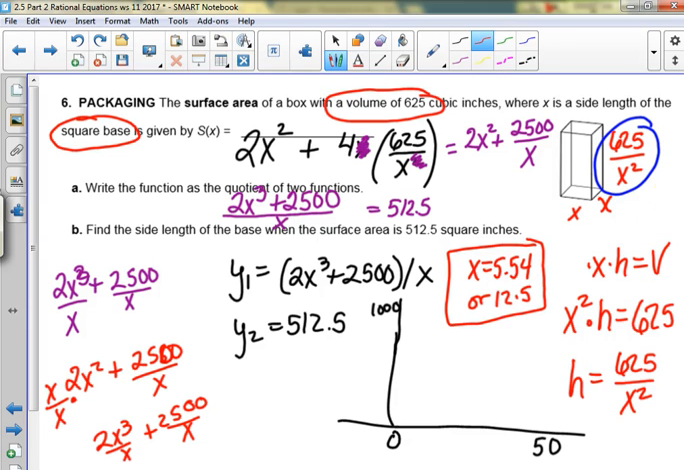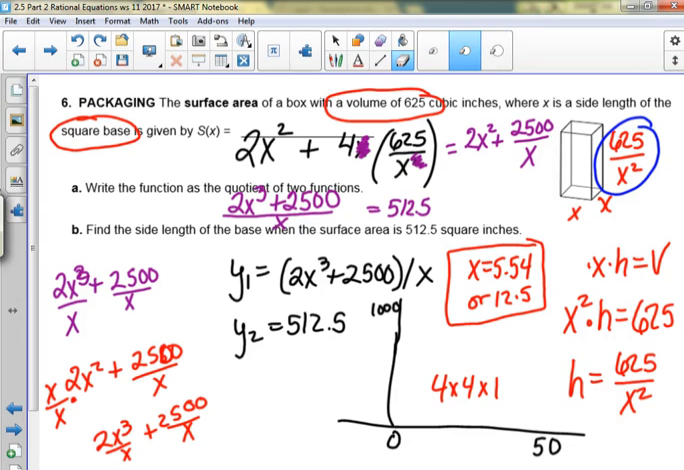Somebody do this for me. 12.5 squared, and then do 625 divided by 12.5 squared. Do you get about 5.54? Yeah, 625 divided by 12.5 squared. So I'm just plugging it back in. You got 4? Oh, okay. So the box could be 4 by 4 by 12.